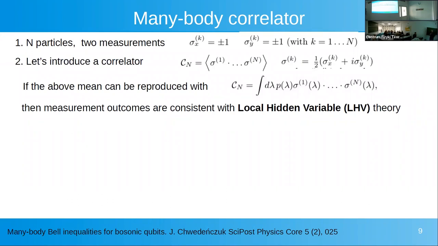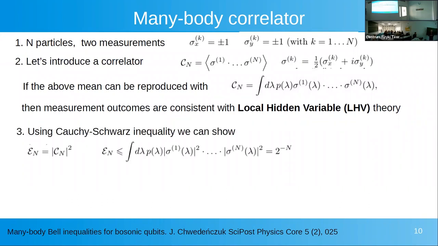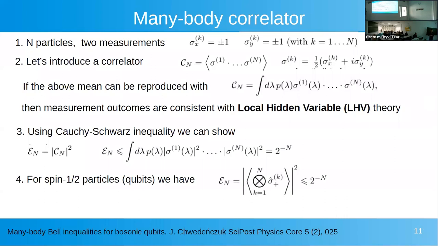And this means that basically this is in the classical region. However, one more thing. When we take the modulus square of Cn, with simple mathematics using the Cauchy-Schwarz inequality, we can show that the modulus square of this correlator is bounded from above by 2 to the minus n, where n is the number of particles. And when we have an experiment, for example with spin-half particles, qubits, in which we see that this inequality is violated, it means that we have entanglement and the language of classical correlation is not sufficient to describe the experiment.